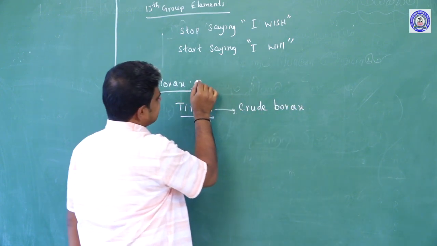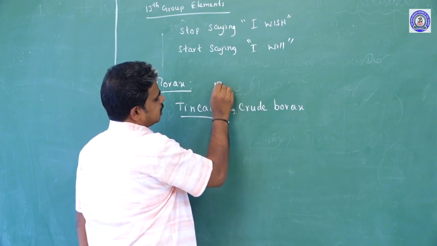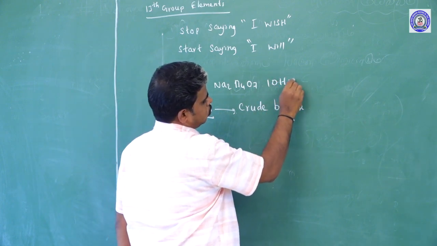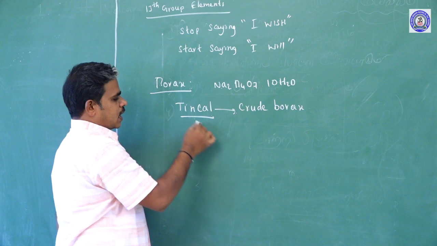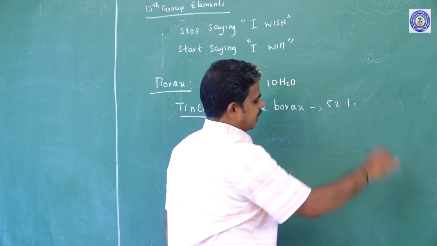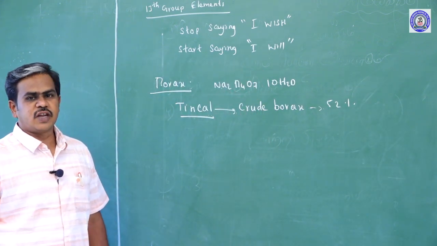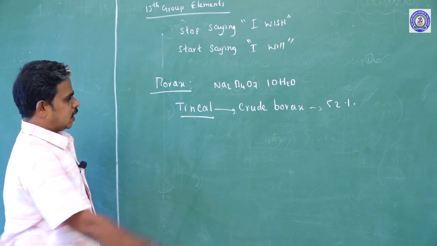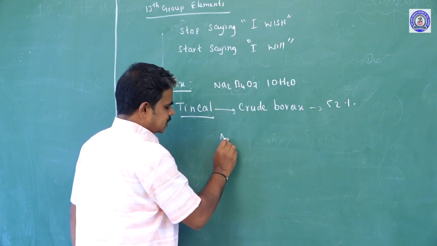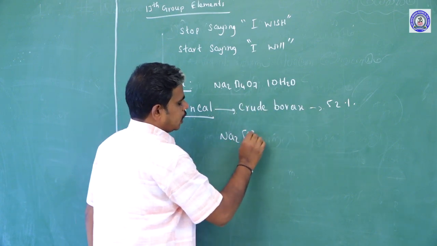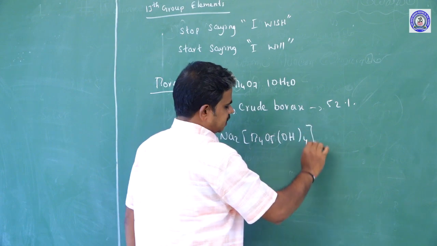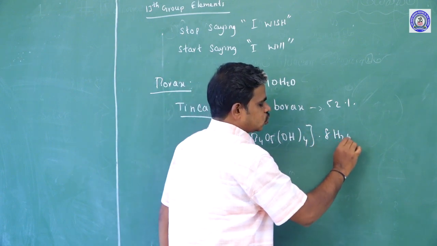And what is the formula of borax? It is Na2B4O7.10H2O. The crude borax, which is the tinkal, consists of 52% borax. Now this borax formula is otherwise written as Na2[B4O5(OH)4].8H2O.